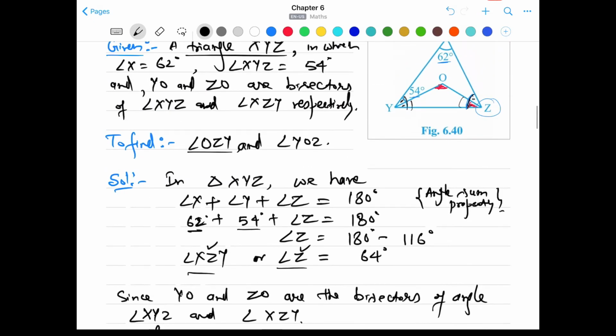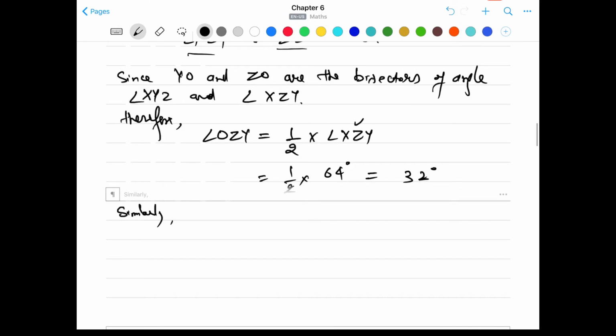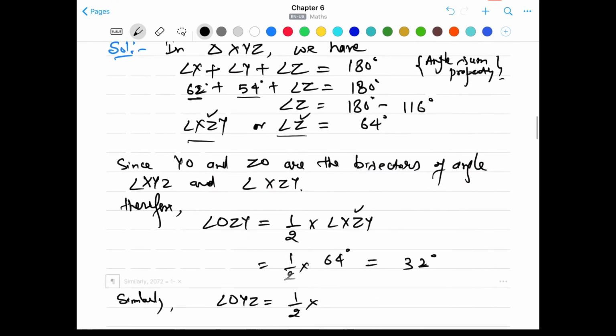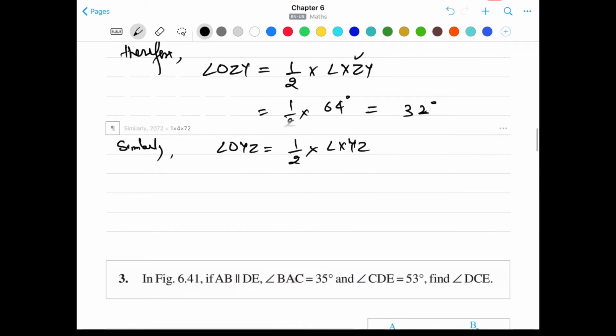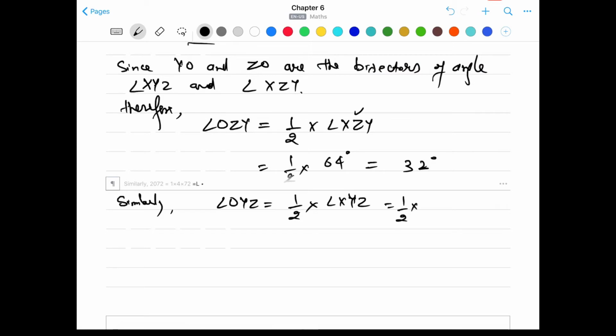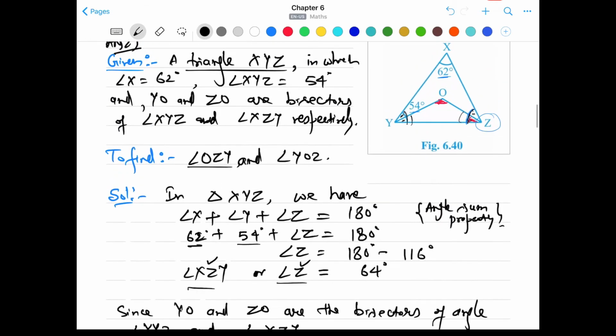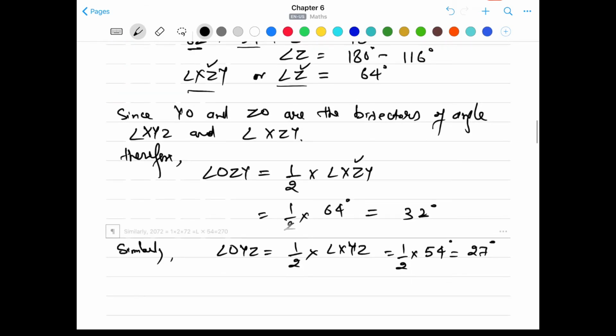Similarly, this side angle OYZ will be half of angle XYZ, which will give us 1 by 2 into that angle 54, so its half will be 27. Okay, so now in this triangle we got the measure of two angles. This one is 27 and this one is 32. So by adding these two and subtracting from 180, you will get the measure of this one, by the angle sum property of a triangle.